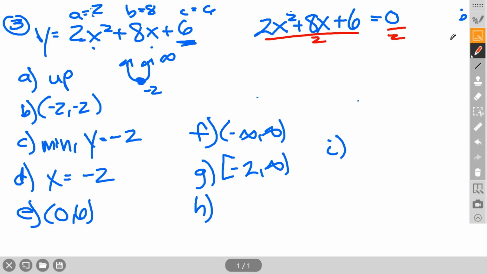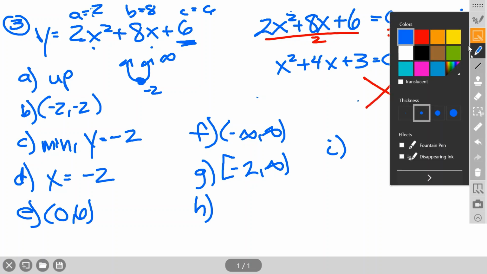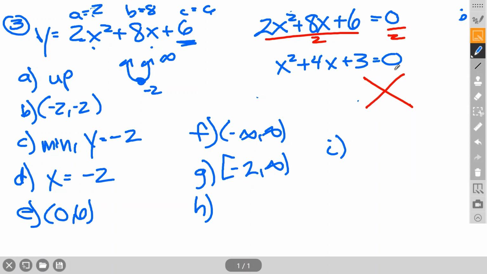So I'm going to divide by 2 to get x squared plus 4x plus 3 is equal to 0. I can see that this will be factorable. Okay, so the quickest way for me to do this will be to factor it, but I could use the quadratic formula, could also use completing the square. So up top is positive 3, and the bottom is positive 4. The numbers I'm looking for are positive 3 and positive 1. So this factors into x plus 3 and x plus 1.